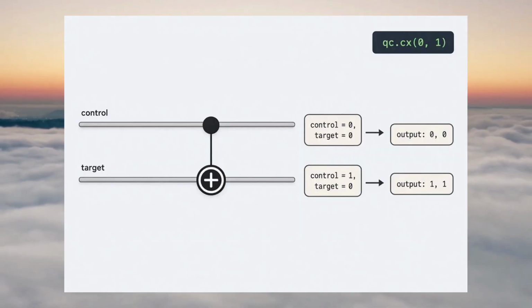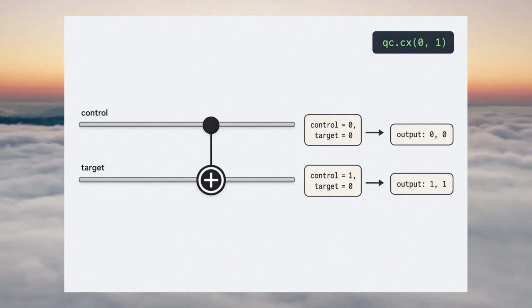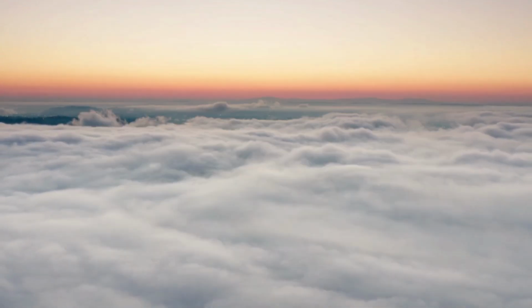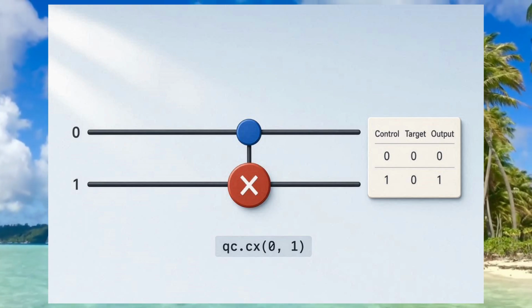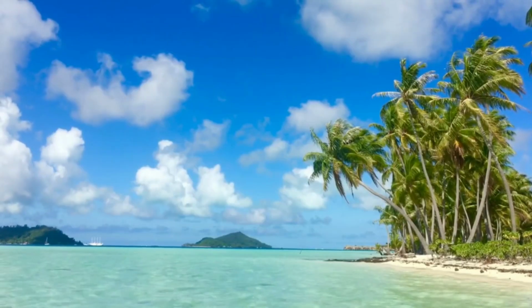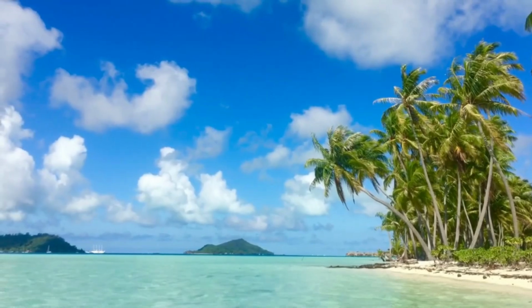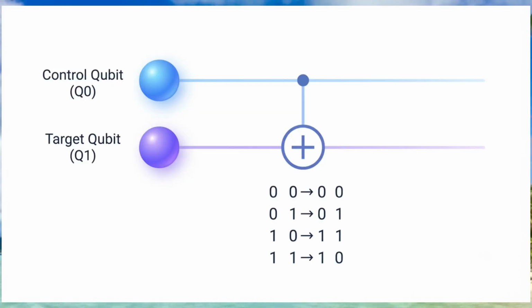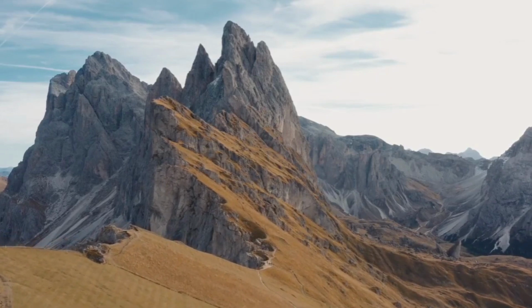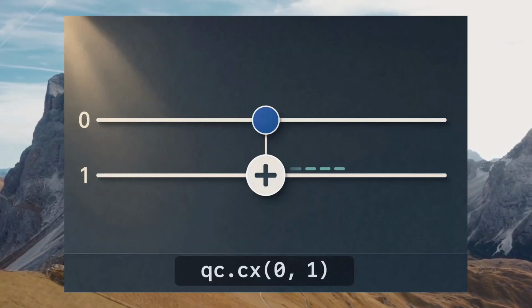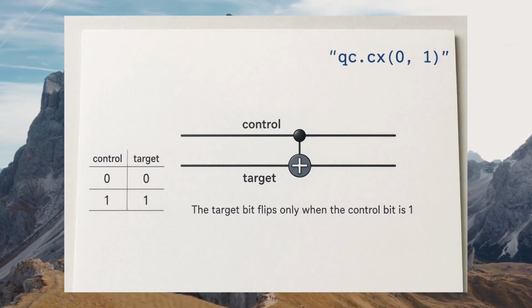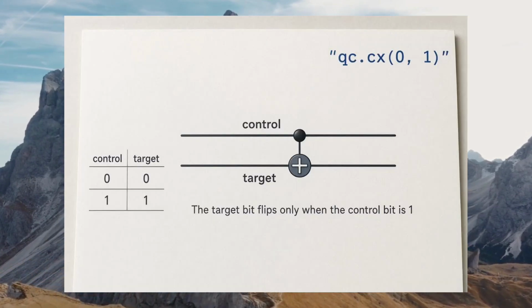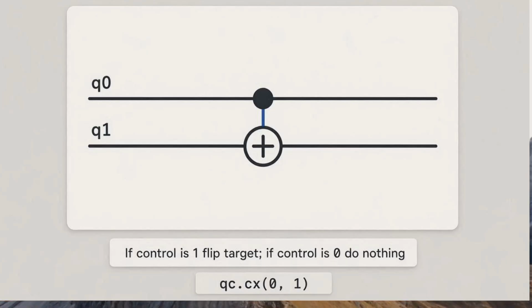In classical computing, gates usually take one input. But the controlled-NOT, or CNOT, gate takes two qubits, a control qubit and a target qubit. If the control qubit is 1, it flips the target qubit. If the control is 0, it does nothing. In Qiskit, you write this simply as qc.cx(0, 1). Here, qubit 0 controls qubit 1.